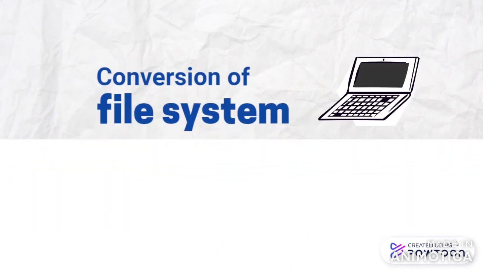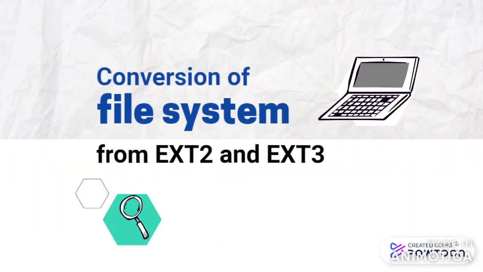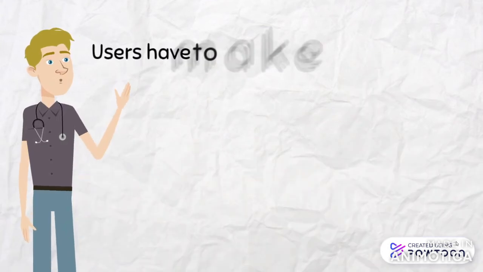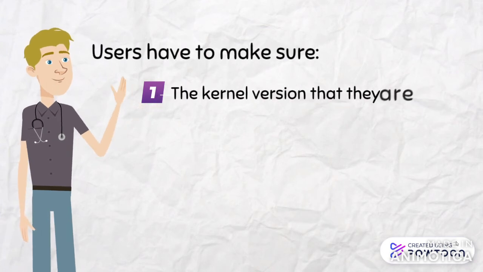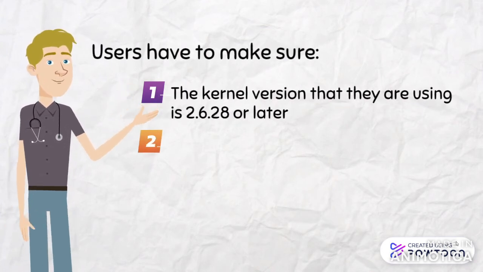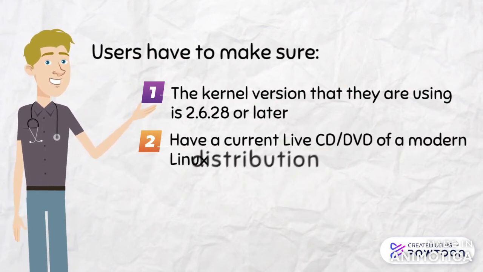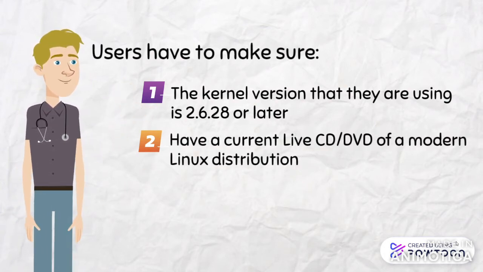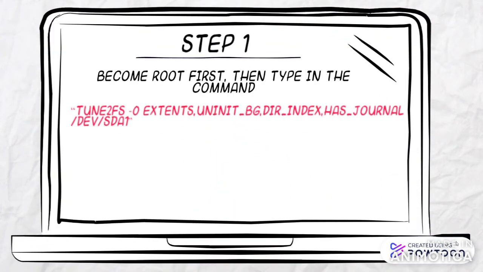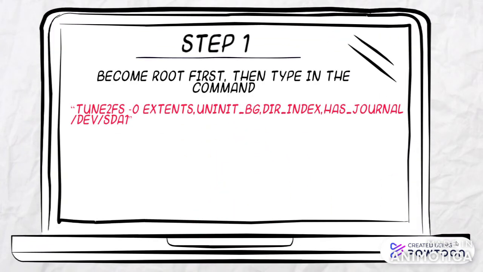Next, the second to talk about is the conversion of ext2 and ext3 to ext4. This is quite easy to do. Users have to make sure the kernel version that they are using is 2.6.28 or later, and have a current live CD or DVD of a modern Linux distribution. After that, user becomes root first, then types in the command which I showed in the video.